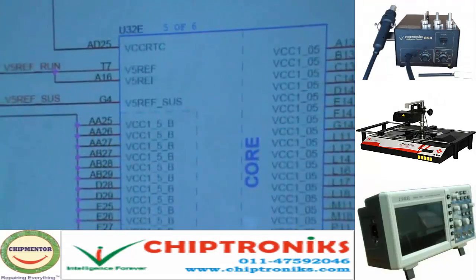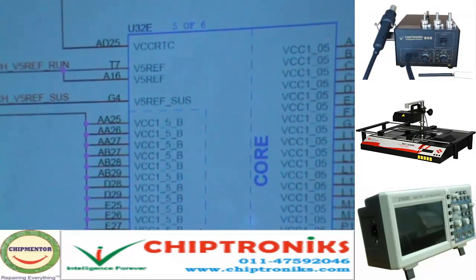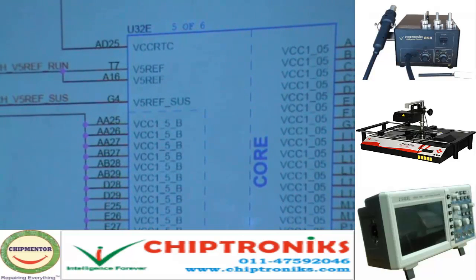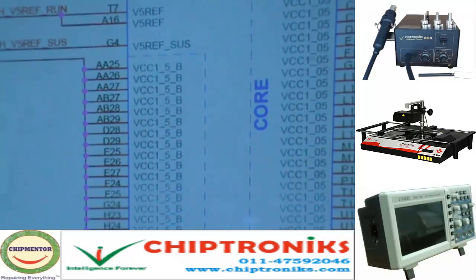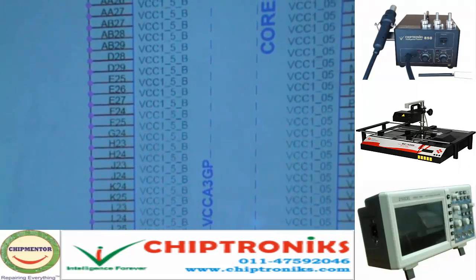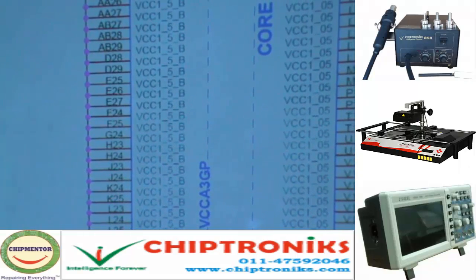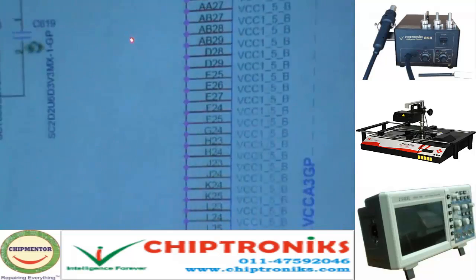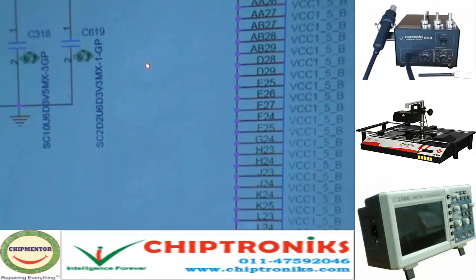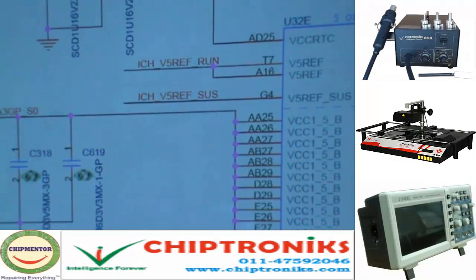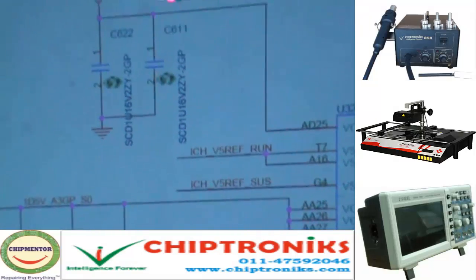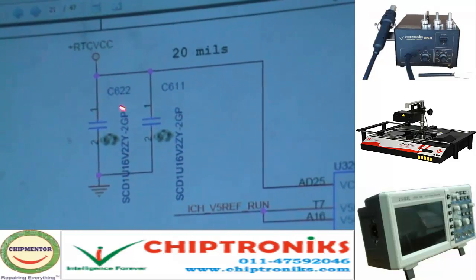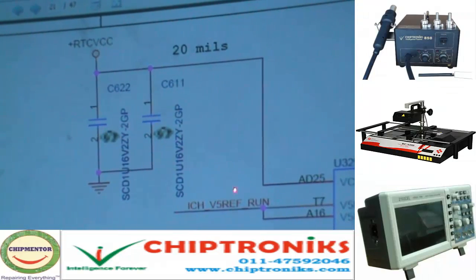As I say, the last page of any block, the last page of any chip, will present the power. What are the important powers required to operate a chip? This ICH requires many kinds of voltages. The first one is RTC VCC. RTC VCC is generated through the CMOS battery.